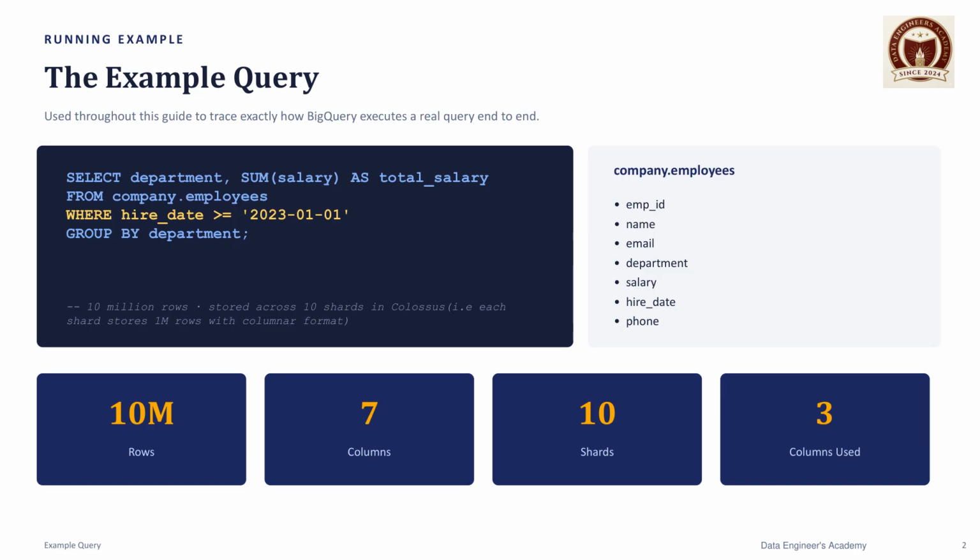Let's look at the example query we will use to trace the execution. We are selecting department and calculating total salary from a company employees table, filtering for recent hires, and grouping by department. The table has 10 million rows stored across 10 shards.